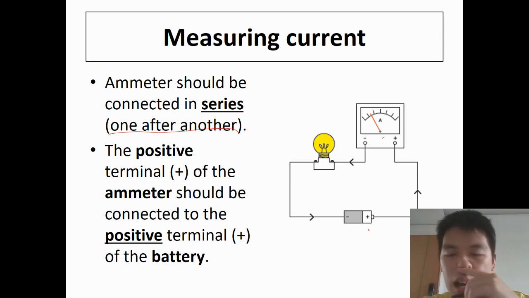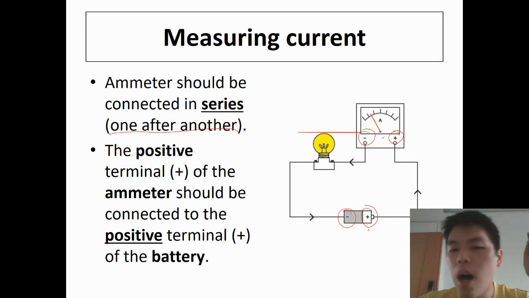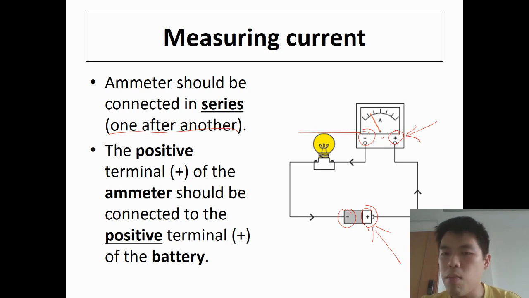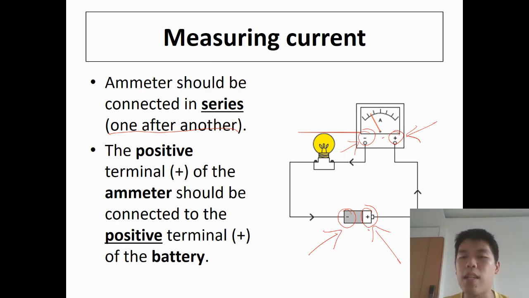So in this case, how should we connect the ammeter? Remember, we have the positive and the negative. Our battery also have the positive and the negative. So how do we connect? Take note, the positive terminal of the ammeter, which is this, must be connected to the positive terminal of the battery. And similarly, the negative terminal of the ammeter must be connected to the negative terminal of the battery.